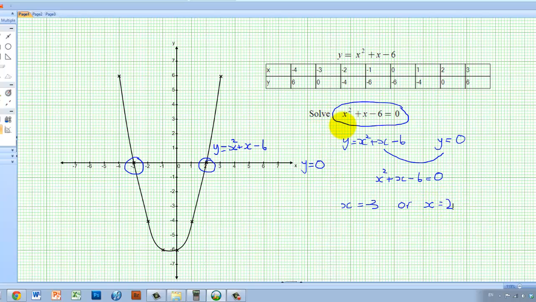Hence, to solve the quadratic equation x squared plus x minus 6 equals to 0, we have to find the intersection between y equals to x squared plus x minus 6 and y equals to 0.